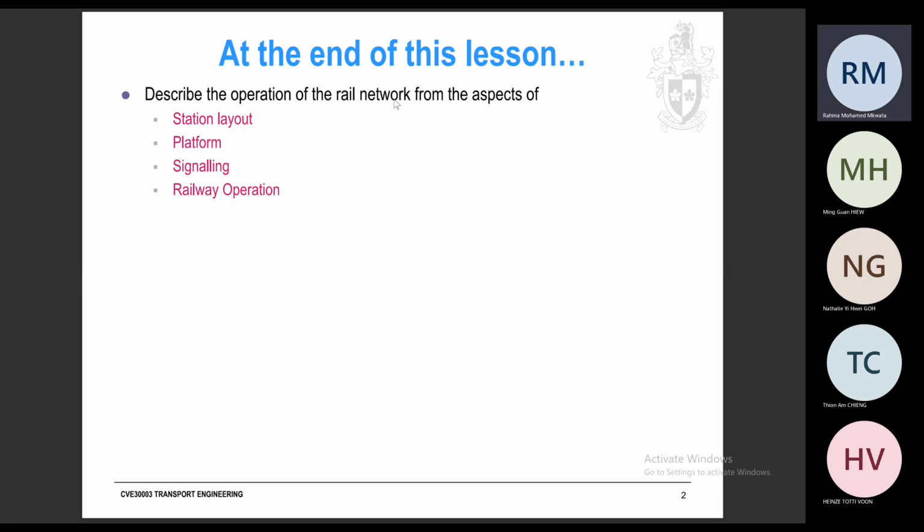So in this particular lecture, the last lecture actually, we are looking at a few things: the station layout, platform, because all these are part of the day in, day out of the operational system of your railway network. Then we'll look into signaling and then how the railway operates in terms of operation.